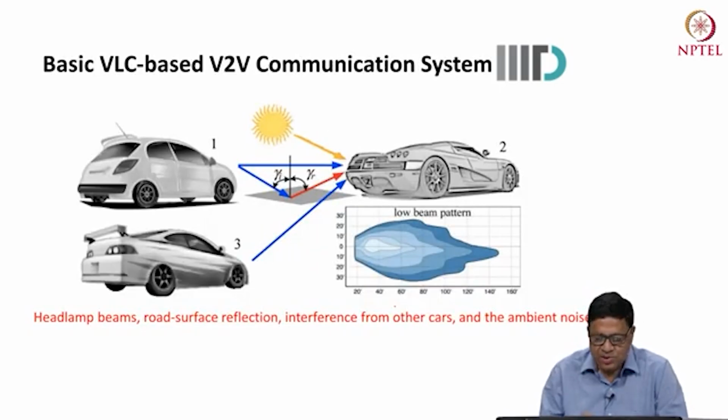So basic VLC to VLC communication is designed. If you see here, there is a LOS, and this is the part which is non-line of sight, which is reflected from the source. And then this is the interference part coming from a different vehicle. And this is the low beam pattern. This is the angle this side. So this is the low beam pattern. The car actually has high beam and low beam.